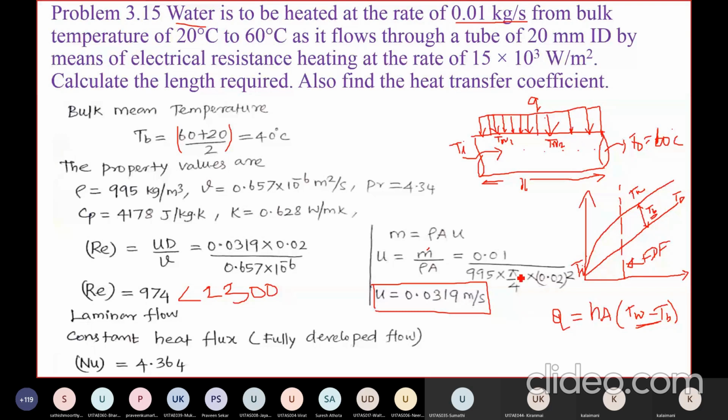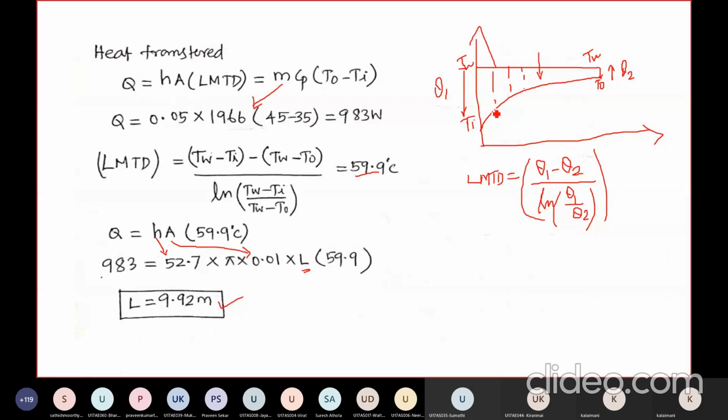In the constant wall temperature case, the inlet to outlet temperature difference does not vary linearly; the difference increases significantly. That's why I'm taking the logarithmic mean temperature difference while calculating. LMTD is equal to theta 1 minus theta 2 divided by ln of theta 1 by theta 2, where theta 1 is the temperature difference between the pipe wall temperature and the inlet feed temperature, and theta 2 is the temperature difference between the wall surface temperature and the outlet feed temperature.